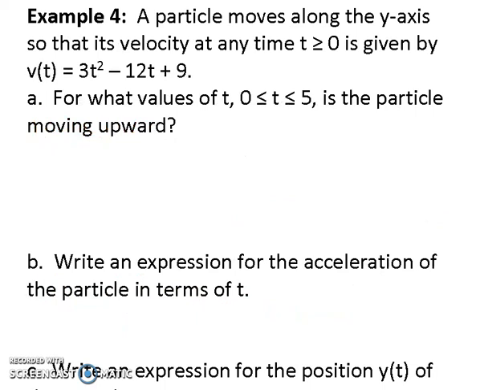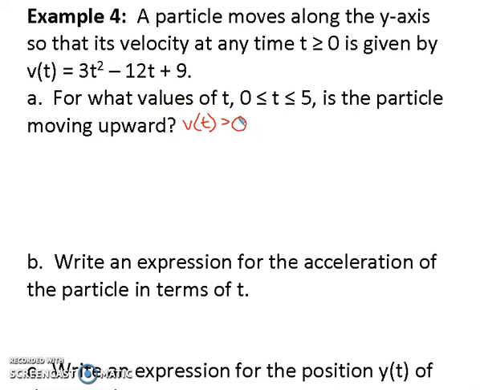All right, so here's another motion problem. We are given the velocity function, and this time we've got 4 different questions that they're asking us. The first question is, for what values of t from 0 to 5 inclusively is the particle moving upward? So upward is a positive direction. We move in a positive direction whenever the velocity is positive. So we're looking for where is v of t greater than 0.